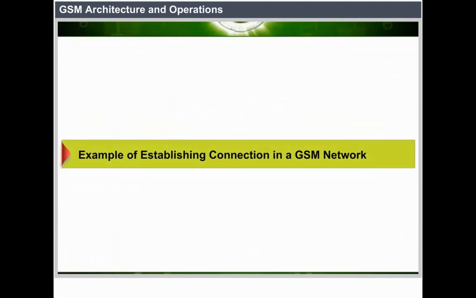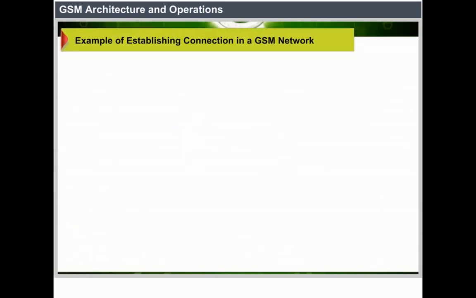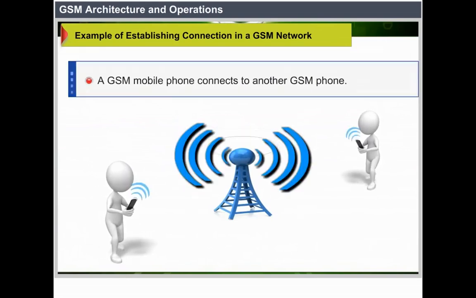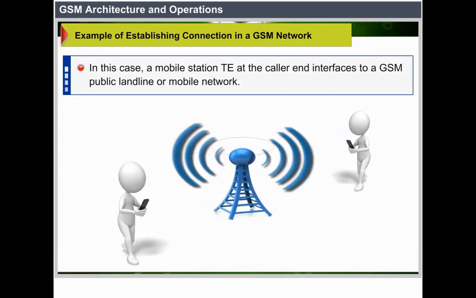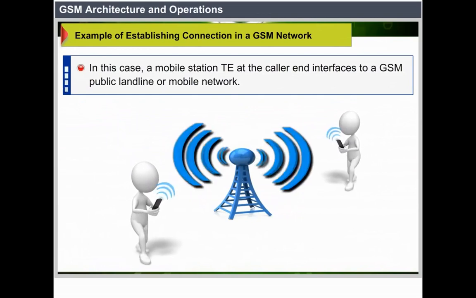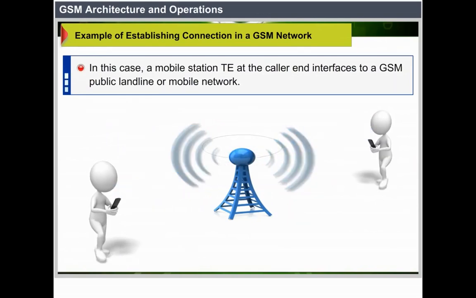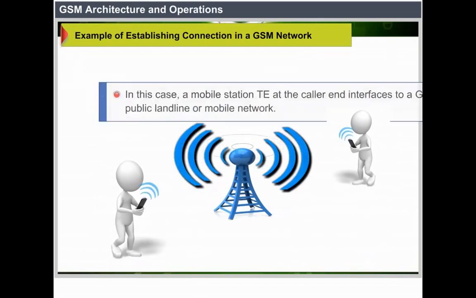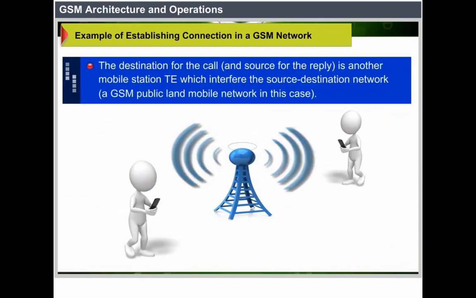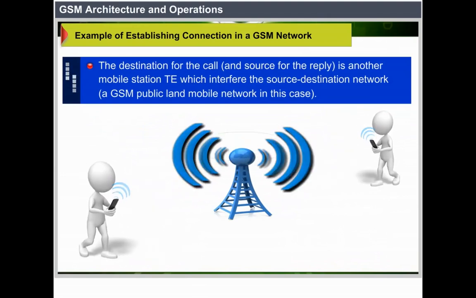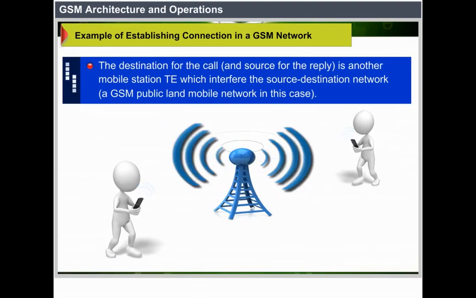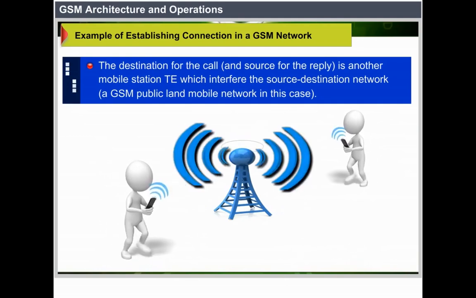Example of establishing connection in a GSM network. A GSM mobile phone connects to another GSM phone. In this case, a mobile station TE at the caller end interfaces to a GSM public land mobile network. The destination for the call and source for the reply is another mobile station TE which interfaces to the destination network, a GSM public land mobile network in this case.